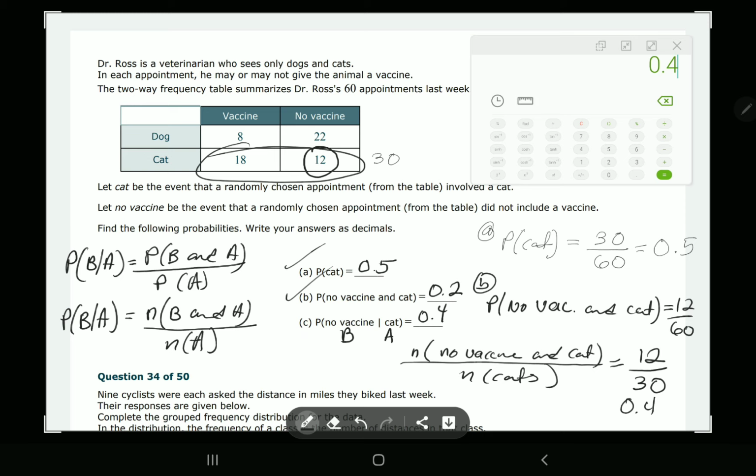When you see that slash given to you, that means given, or such that. For C, when you see that, that means we're using the conditional probability formula, combining both parts A and B together. Also, you can divide 0.2 by 0.5 and we will still get 0.4.